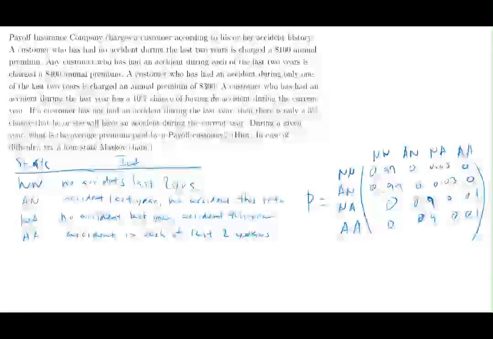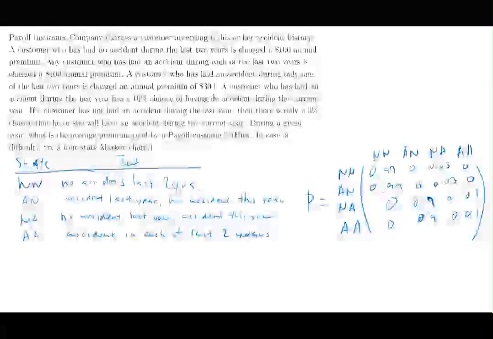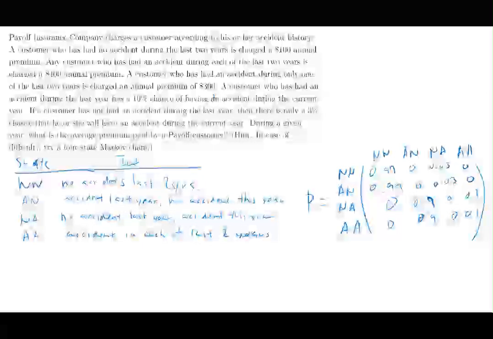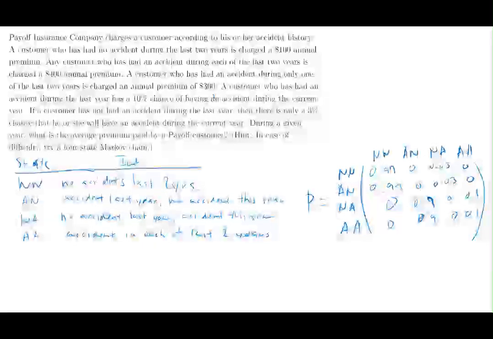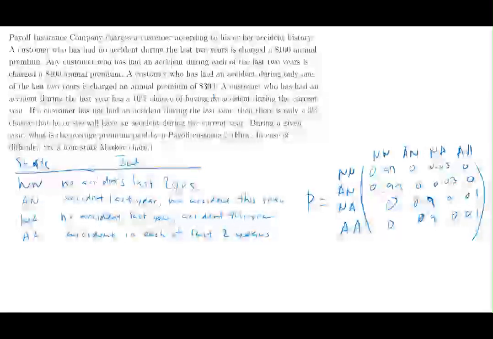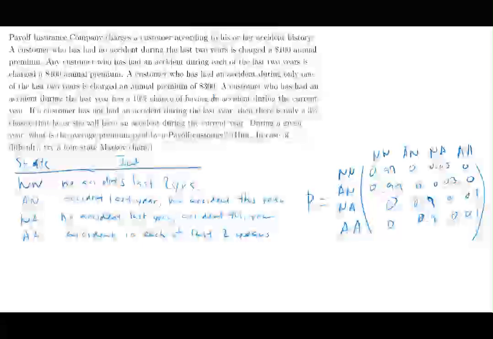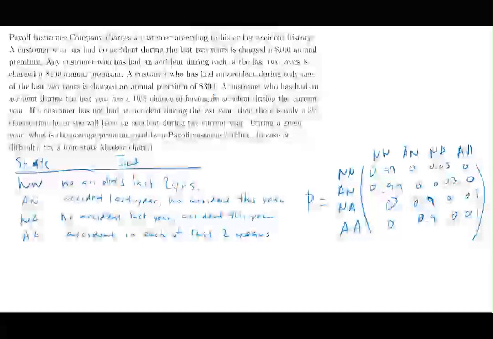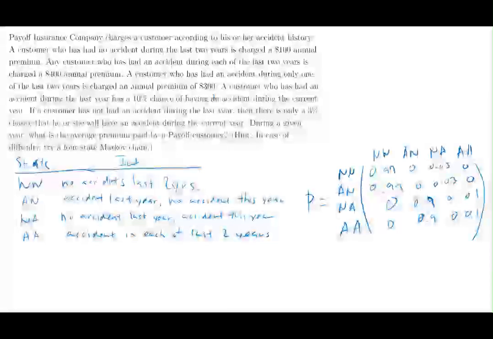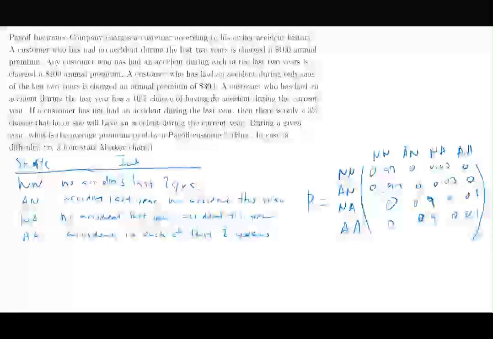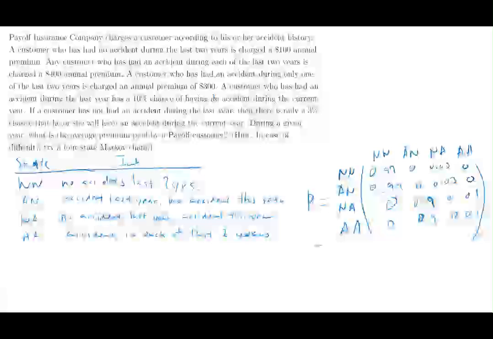Okay, so that's my transition matrix. Once I have this, then I can set up my limiting probabilities. Okay, because this is an ergodic matrix, right? If I start on any one of these states, I'm going to transition. Basically, all of these make up one class. They're all recurrent states, right? So I could set up my limiting probabilities here. So let's set up my limiting probabilities.